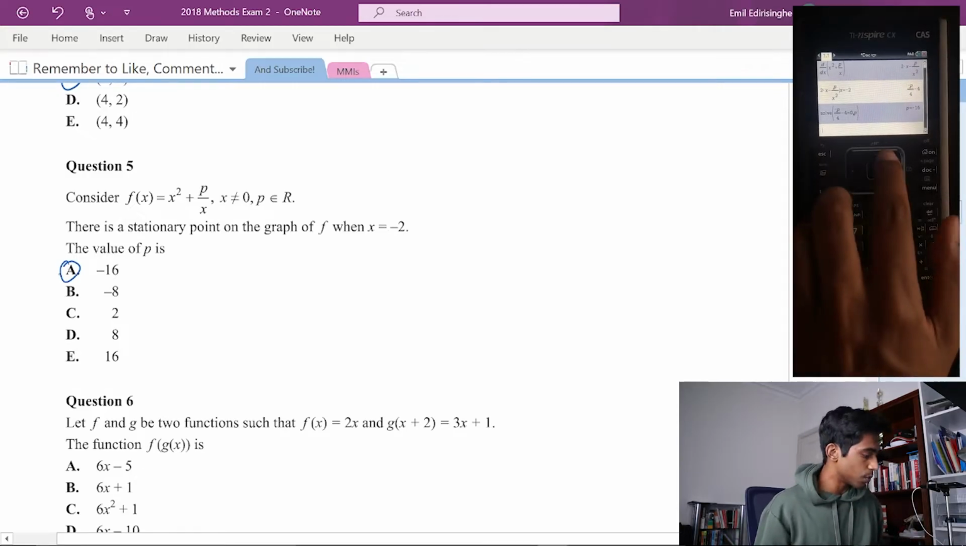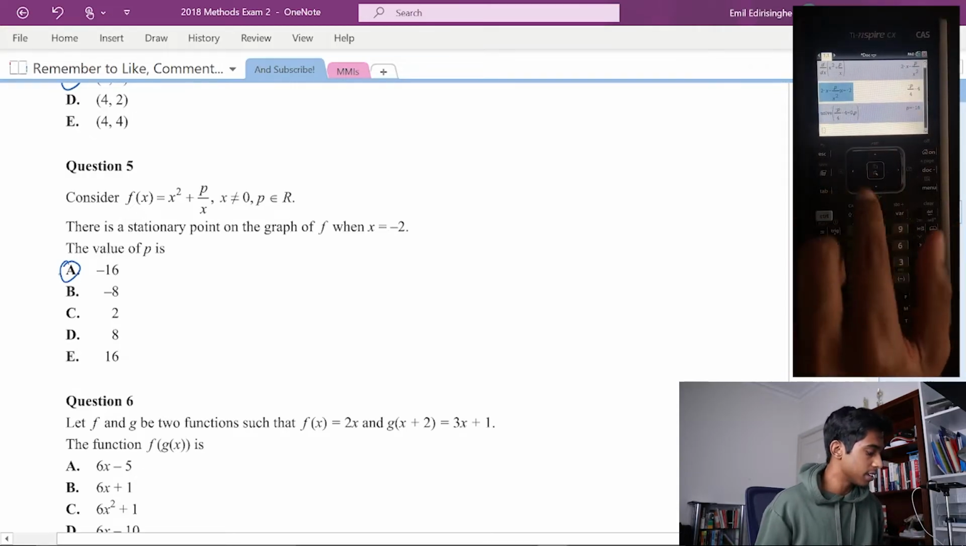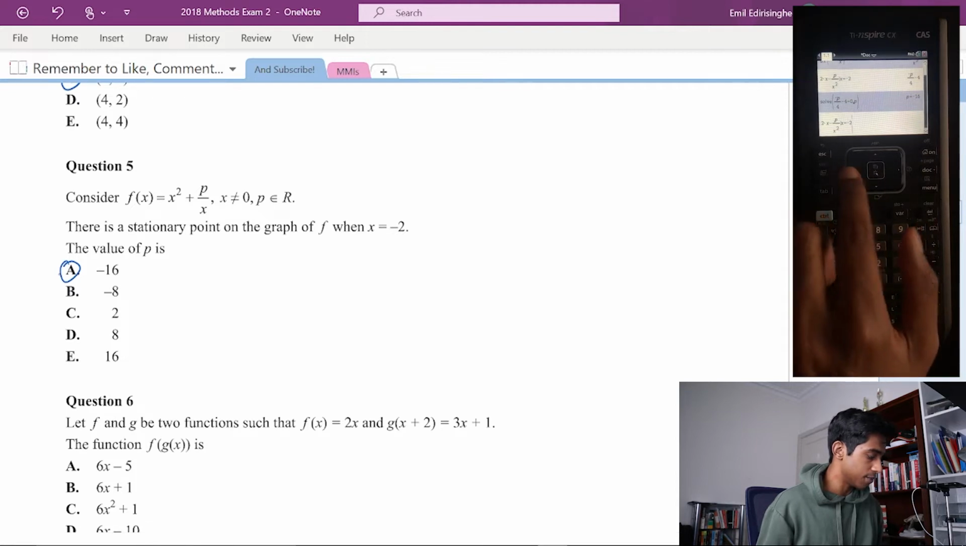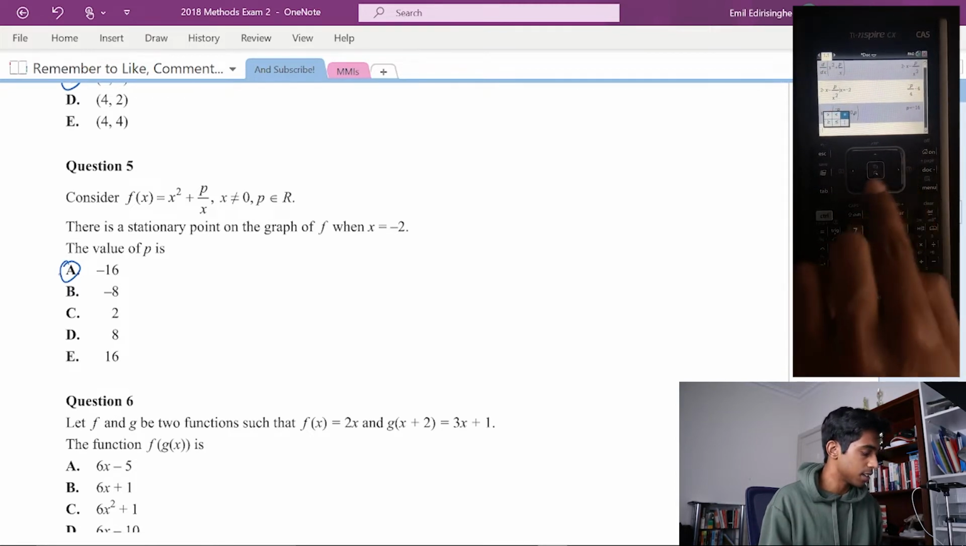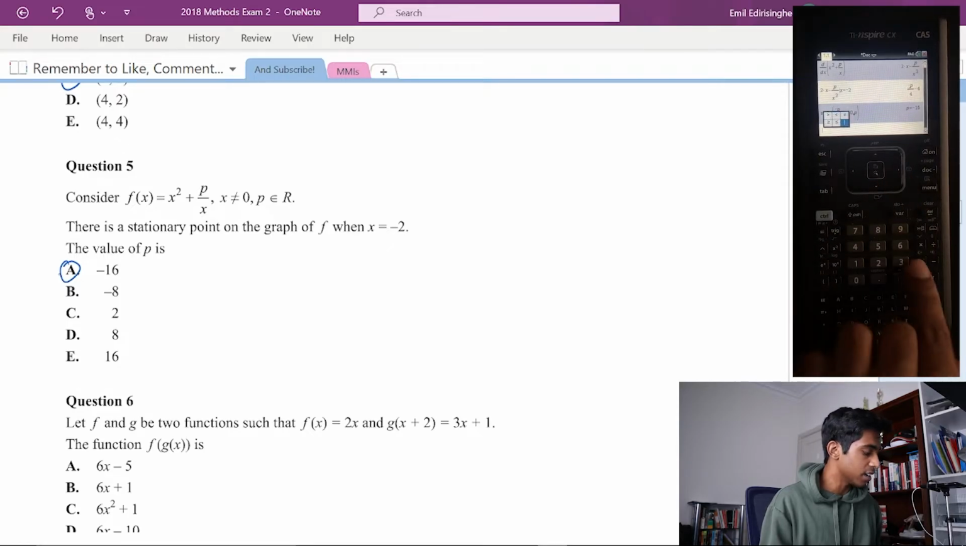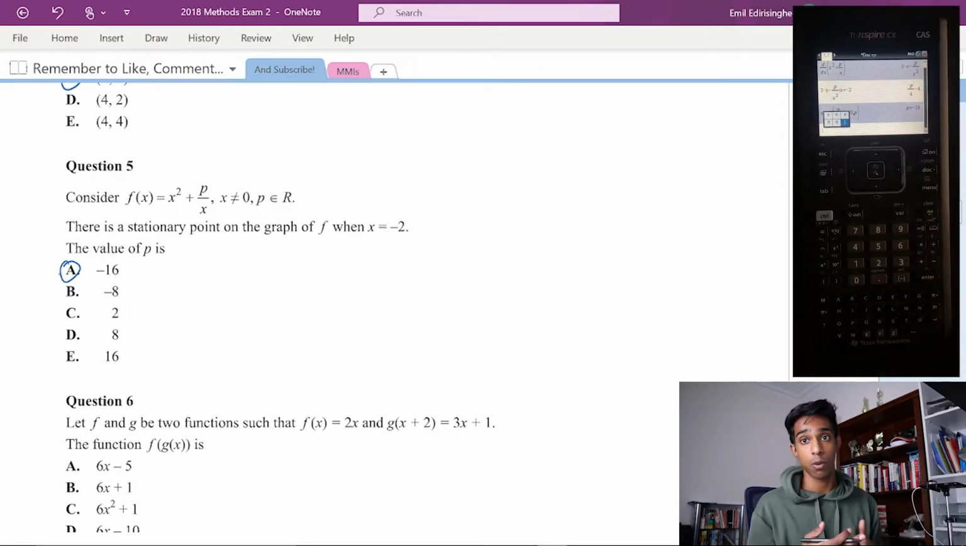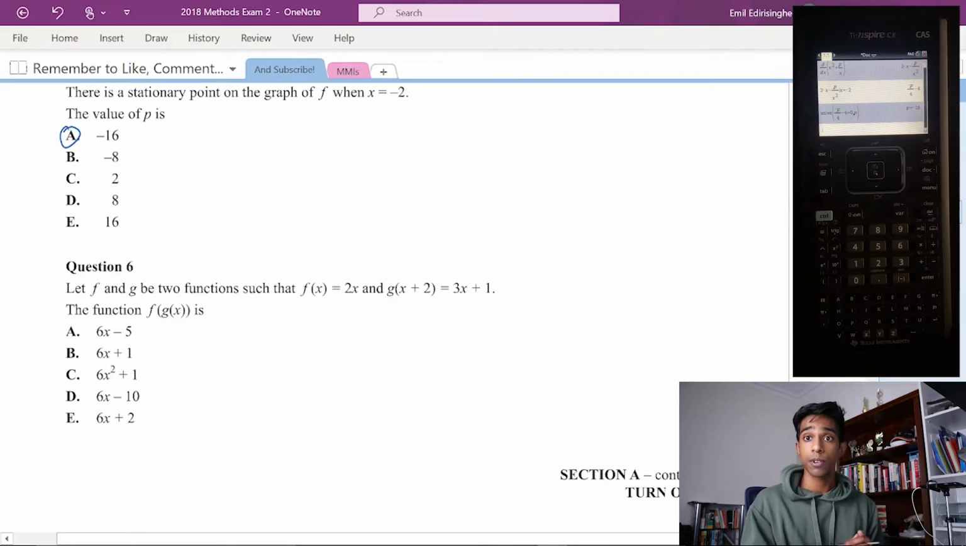Just one thing from this sequence in the CAS: how I put in this x equals -2 is I pressed Control equals, and then I used this line here, which is "given that", which is what we used in the question.